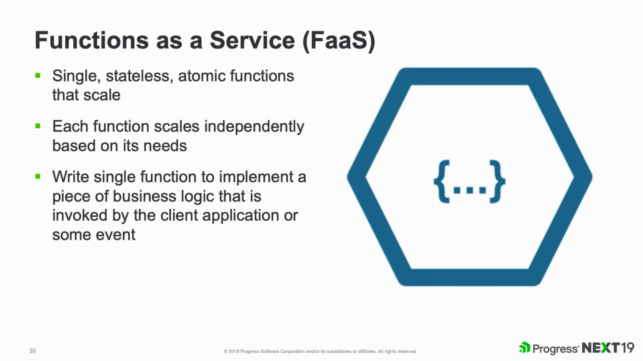Functions as a service. We talked about that a minute ago. Lambda is an example of that. Kinvey Flex is an example of that. These are single stateless atomic functions at scale. You write the smallest unit of code possible, and you invoke that from your client app. The key benefit of function as a service is that each function can scale independently based on its unique needs. So a hashing function that may utilize a lot of CPU, used for authenticating users, will have a different scaling profile than something that is making an external call and is spending most of its time idle waiting for I/O to complete.